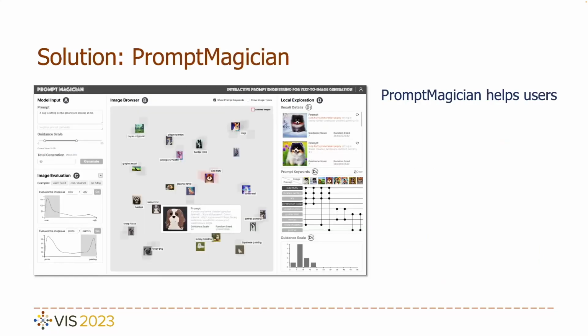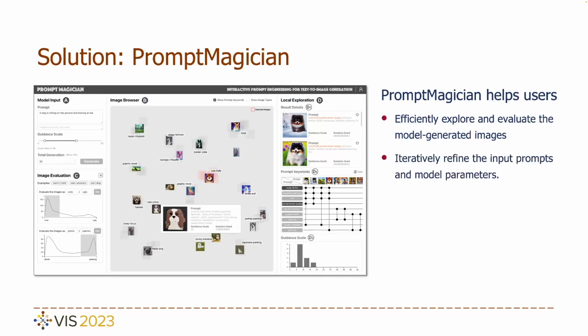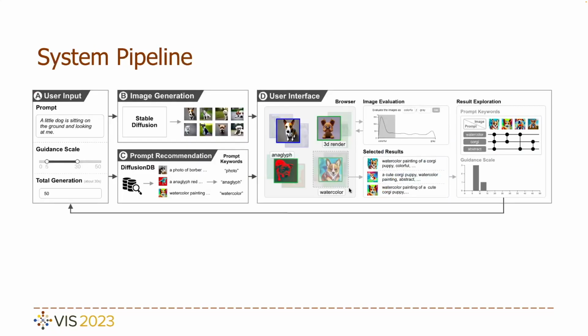To address the challenges, we propose PromptMagician. It helps users efficiently explore and evaluate the model-generated images, and iteratively refine the input prompts and model parameters. The system pipeline is shown as follows.